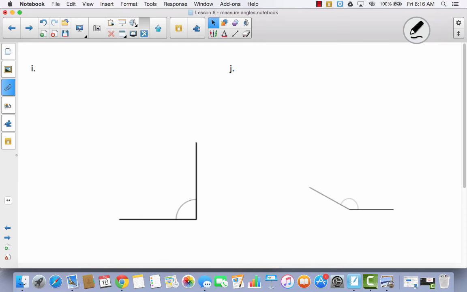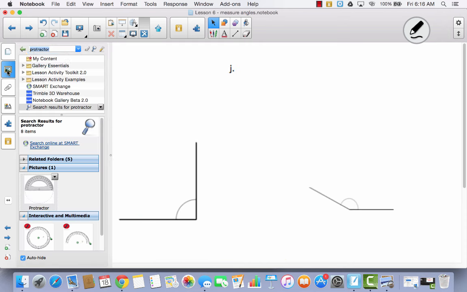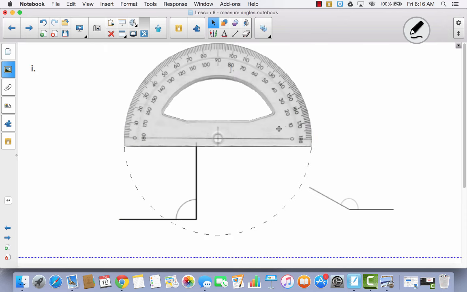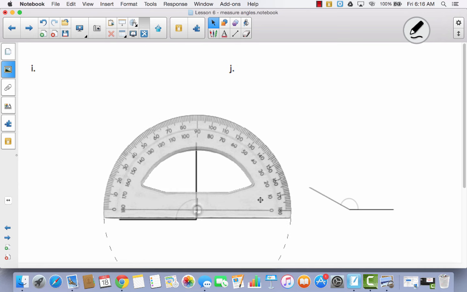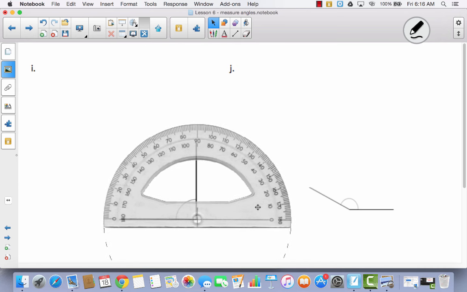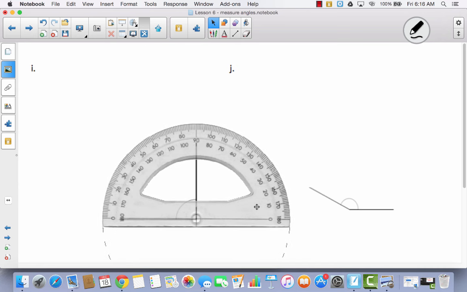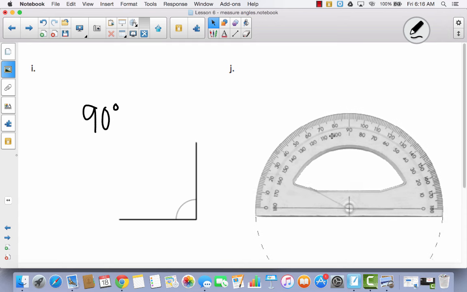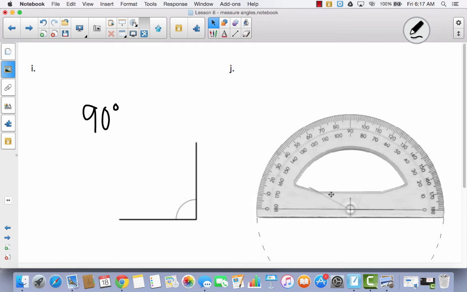Okay, so let's get our protractor out. Okay, again, I want you to try to practice to measure these two by yourself and see what you get, and then come back and compare with what my answers are. Okay, so angle I here is exactly 90 degrees. And J is obtuse, so I know that whatever my measurement is, it has to be greater than 90 degrees. Now, this is too short for me to try to guess, so I'm going to go ahead and extend this ray.